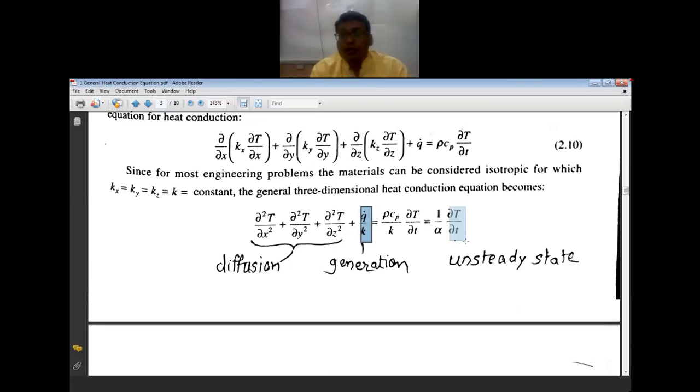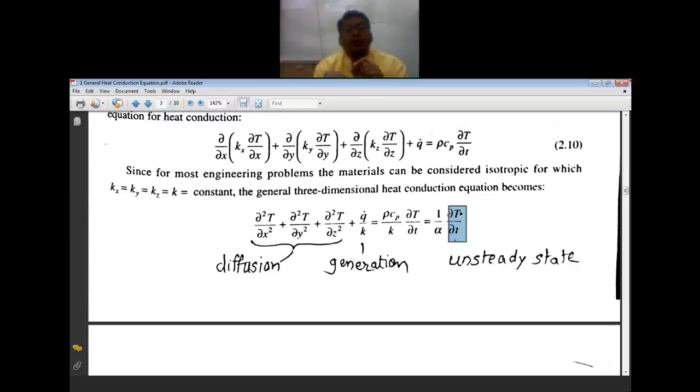And the third term, dT upon dt, is the unsteady state. In the unsteady state, the temperature is not constant. Temperature is varying with respect to the time, continuously changing. That is what we are saying, that it's an unsteady state.